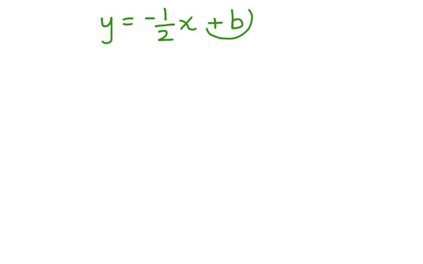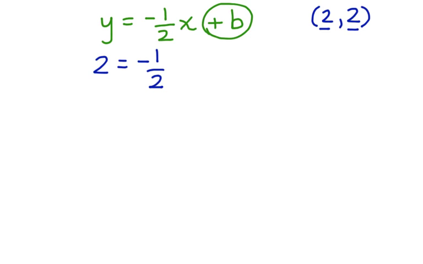Now let's work on finding the y-intercept. We can use either one of the ordered pairs from the last screen. So let's use (2, 2) as our x and y values. y is 2, -1/2 is our slope, times our x value, which is 2, plus b, the unknown we're solving for. Let's put this 2 over 1. 2 is equal to -1/2 times 2 over 1.